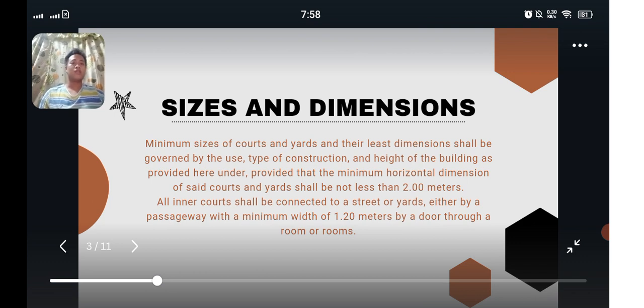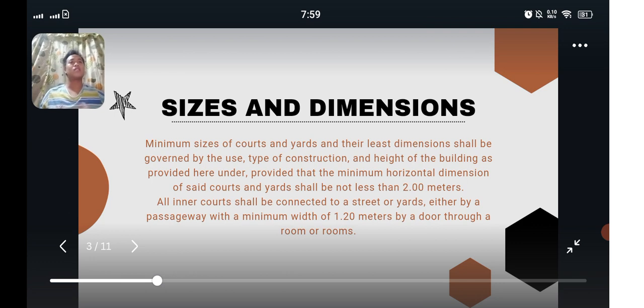So, sabi is the usage, type of construction and height of the structure must all be taken into consideration when determining the minimum sizes of courts and yards. All inner courts must be connected to a street or yard by a pathway with a minimum width of 1.20 meters according to this. And the minimum horizontal dimension of said courts and yards must be no less than 2.00 meters. So hindi siya 1.50 meters, hindi siya 1 meter, it is 2.00 meters.